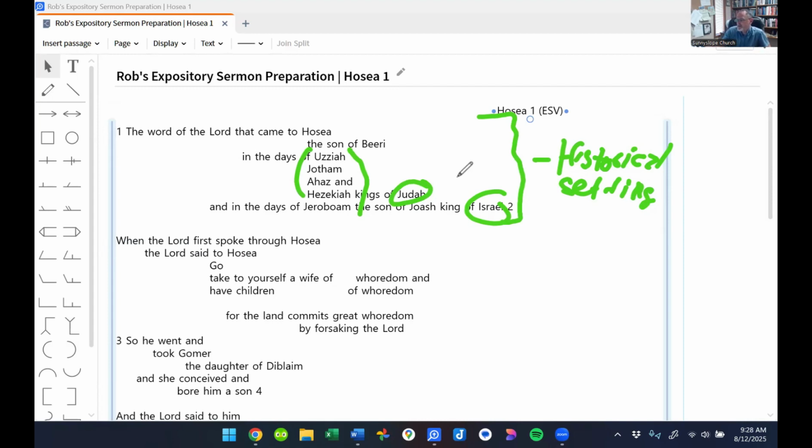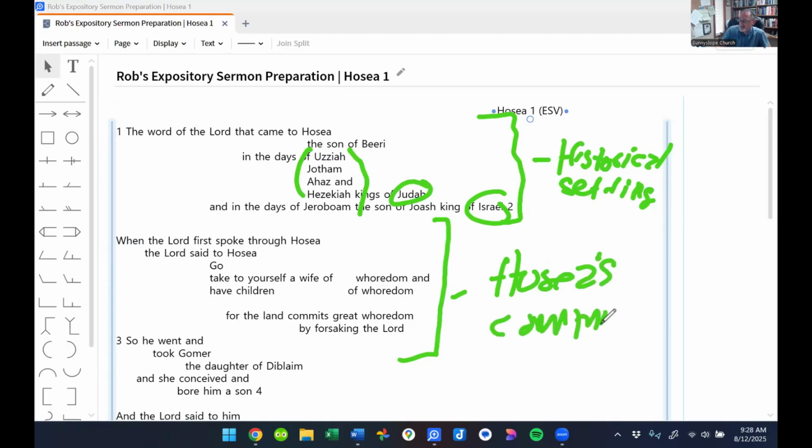Now, this first part is the historical setting. The next part here we can call Hosea's commission, because what God is doing is telling Hosea what he needs to do, and a little bit of why.